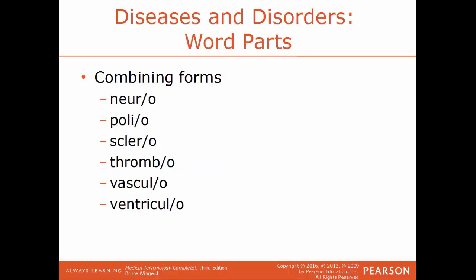Neuro is a reference to a nerve. Polio is a reference to the gray matter of the brain or of the spinal cord. Sclero is a reference to the sclera, which is the white part of the eye. Thrombo is a reference to a thrombus, which is another term for a clot. Vasculo is a reference to a vessel. And ventriculo is a reference to a ventricle, either in the brain or in the heart.